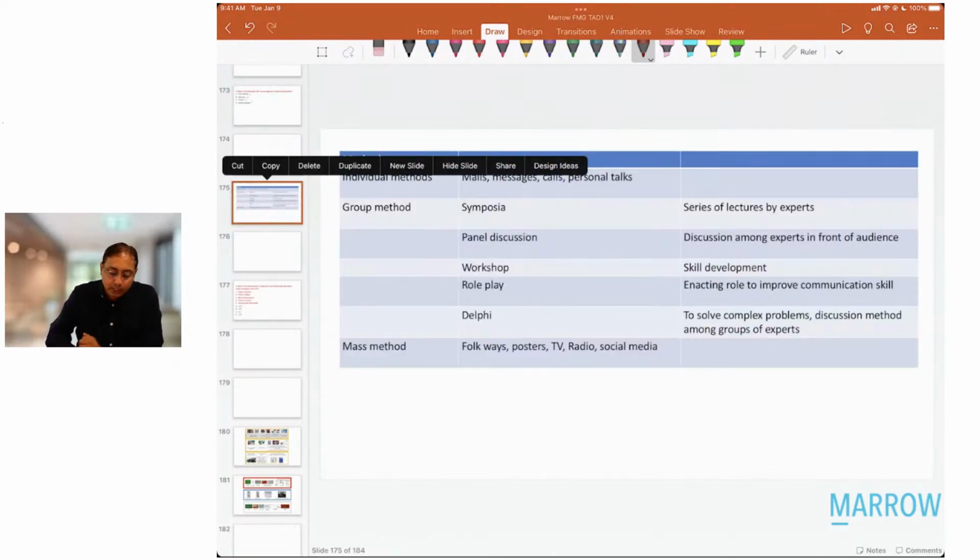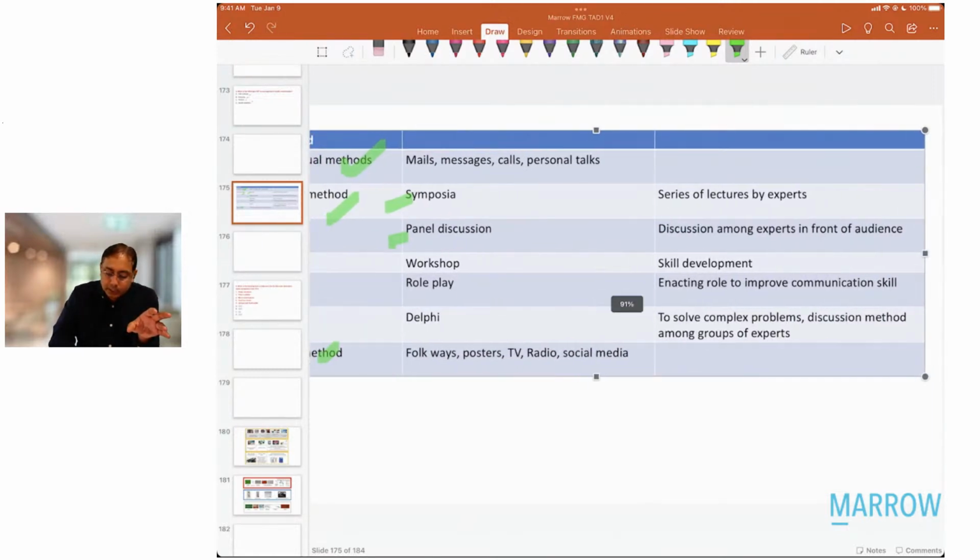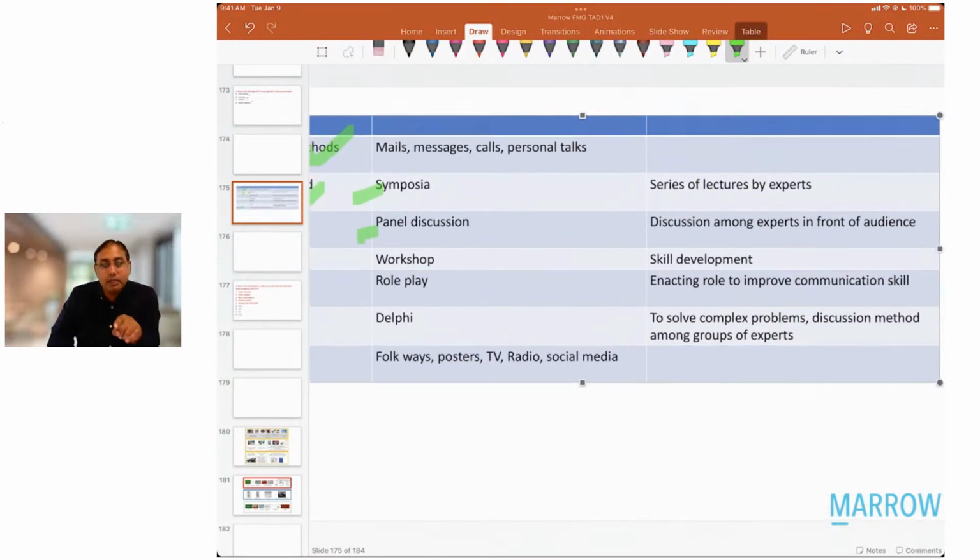If you just look at this small table that I have prepared for you, we can have various methods of communication. We can have individual method, group and mass method. Individual means sending a message, personal talks, SMS. Mass method is like TV, radio and all that. Group method, what is symposia? Symposia is a series of lectures by experts. What is panel? Panel discussion is discussion among the experts in front of an audience. What is workshop? Workshop is skill enhancement.